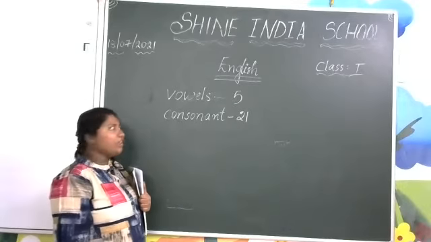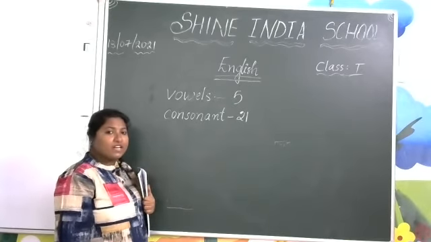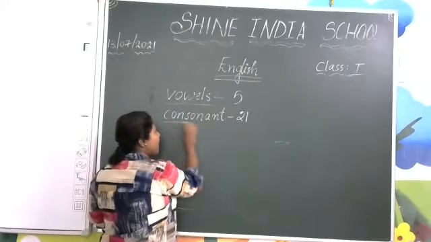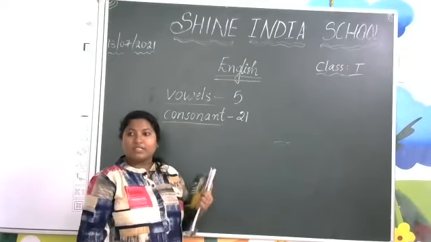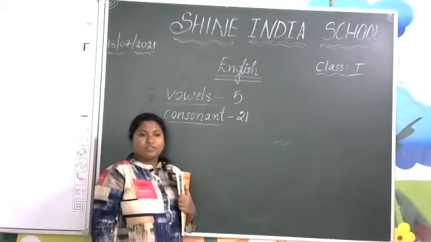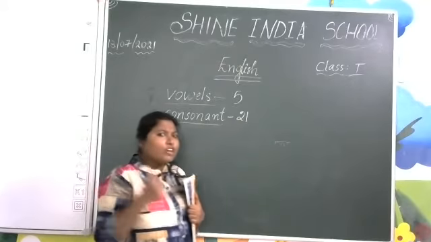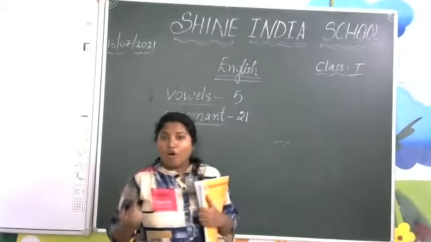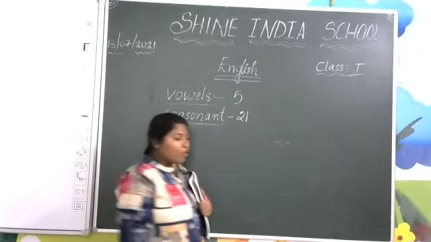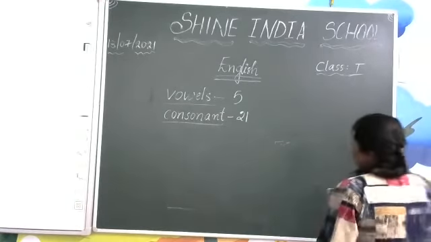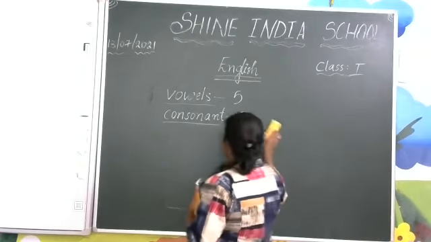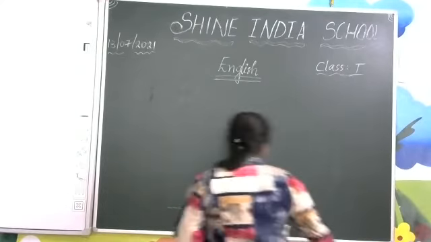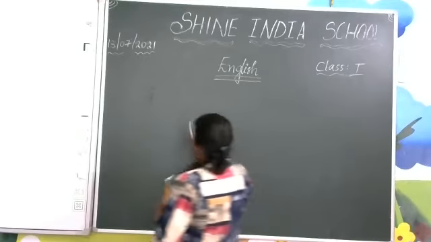So, we now discuss this. Yesterday, we discussed about vowels and consonants. That's right. Okay, children. So, what are we discussing today? Continuation of yesterday's class. What are we going to discuss?